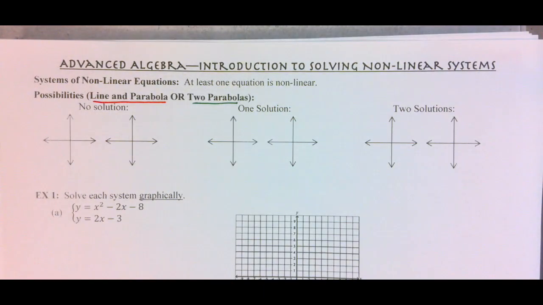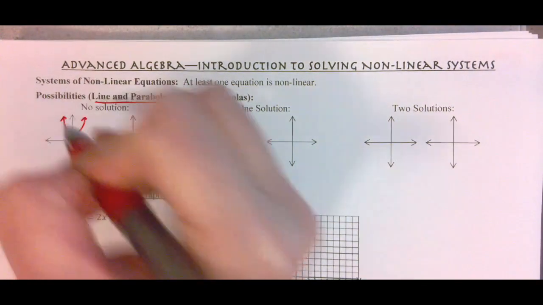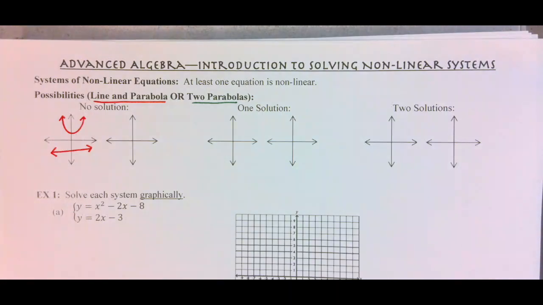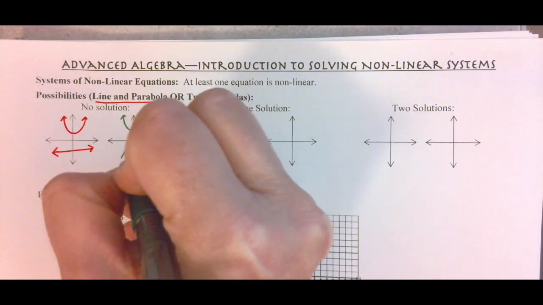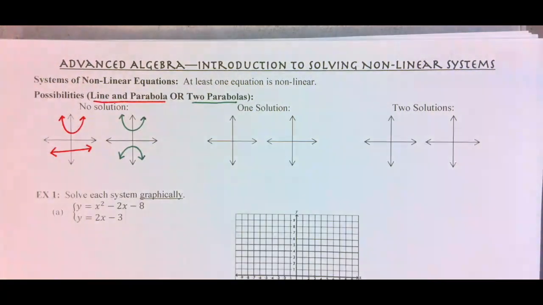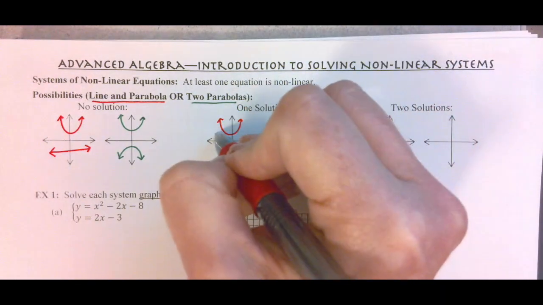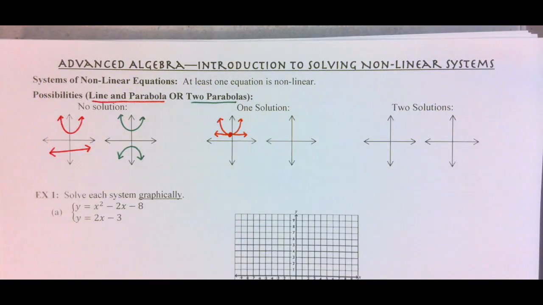So if we're looking at a line and a parabola that have no solution, that means that they're just never going to cross. So I could have a parabola like this and a line that looks like this, for example. There are 0 points of intersection. If I'm looking at two parabolas, maybe I'm giving you two parabolas that open in opposite directions like so. Either way, no solution.